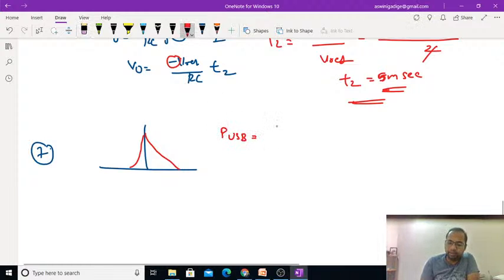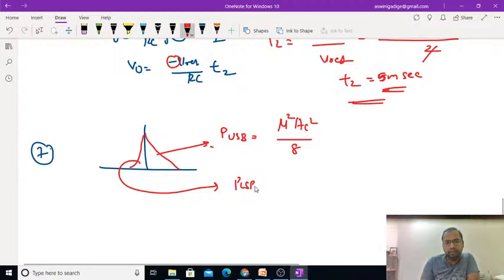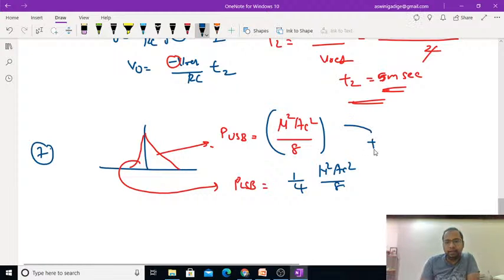Usually one complete sideband power, let's take the USB, can be taken as mu square Ac square by 8. Next, the LSB: 25% appears, and 25% means 1 by 4. So out of this, 1 by 4 appears as the LSB, so 1 by 4 mu square Ac square by 8. The combination of both these powers is given, that means the complete power for this VSB is given as 0.625 watts.